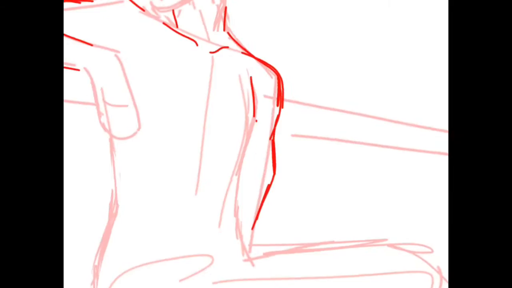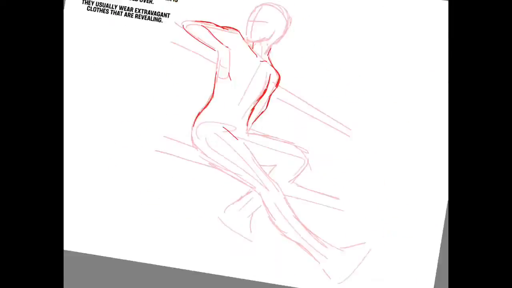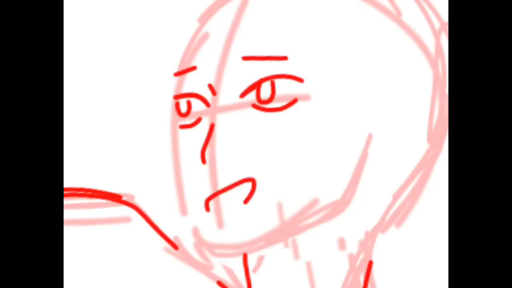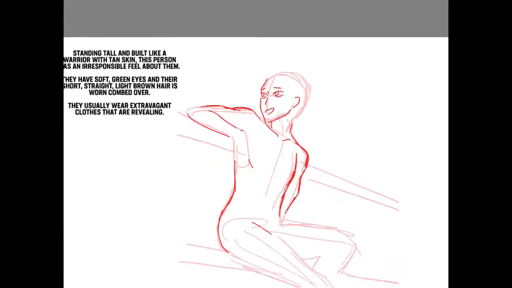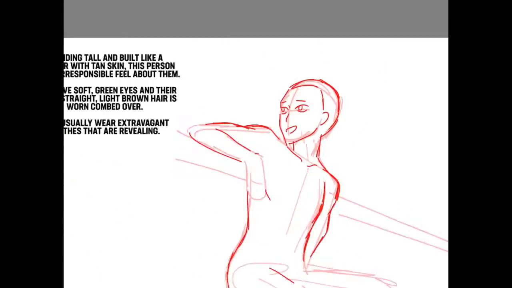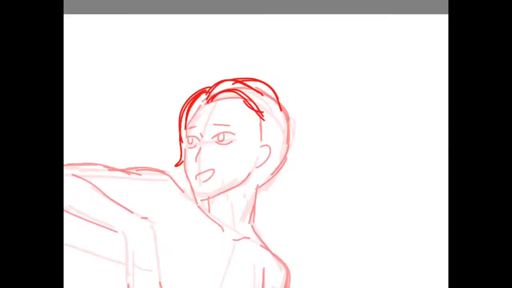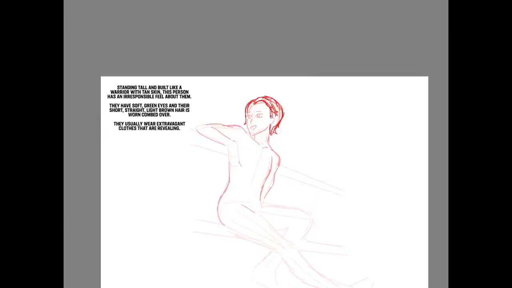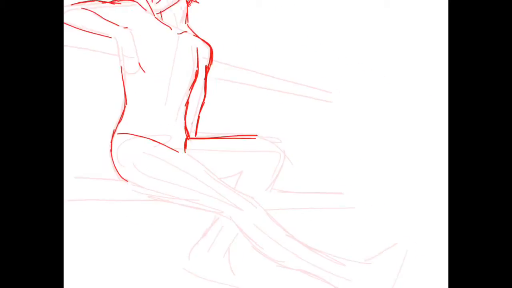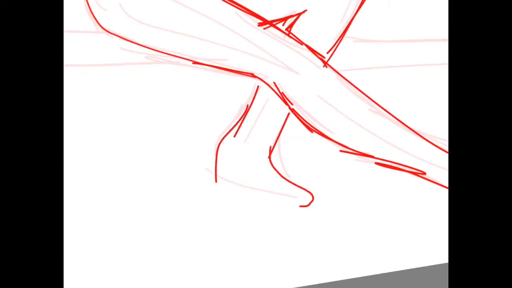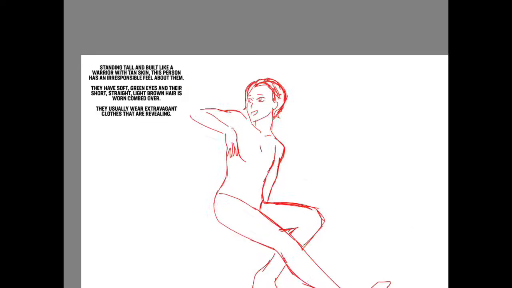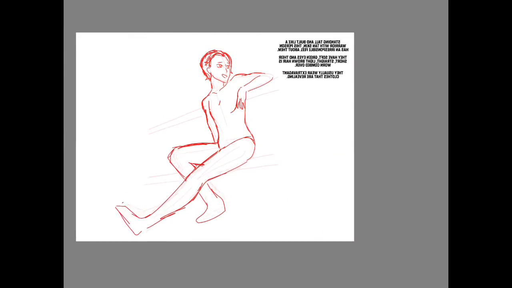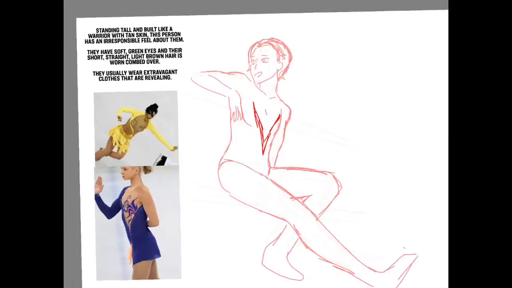I referenced a picture of a girl in roller skates for this. So yeah, she kind of looks relaxed, irresponsible, like she's talking to somebody else instead of working on practice or whatever. But also, the way the camera was angled at the model I was referencing, it was kind of upturned, so you're looking up at her. So she kind of looks bigger that way. So it kind of fits with the whole warrior type of body.